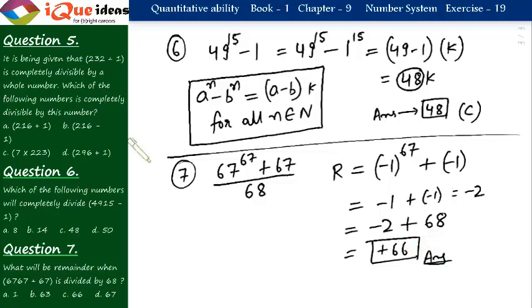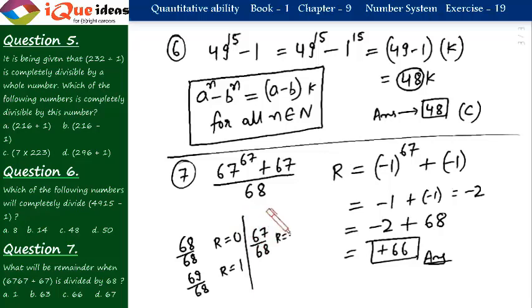All right. Suppose if it is 68 upon 68, what will be the remainder? 0. What if it is 69 upon 68? What will be the remainder? 1. What if it is 70 upon 68? Remainder will be 2, and so on. Similarly, on the lower side, if you divide 67 by 68, remainder would be minus 1. If you divide 66 upon 68, remainder would be minus 2, and so on and so forth. That is what we have utilized in this question.